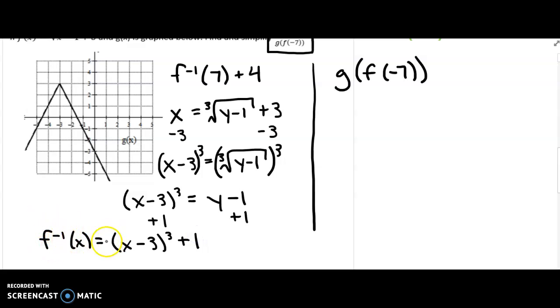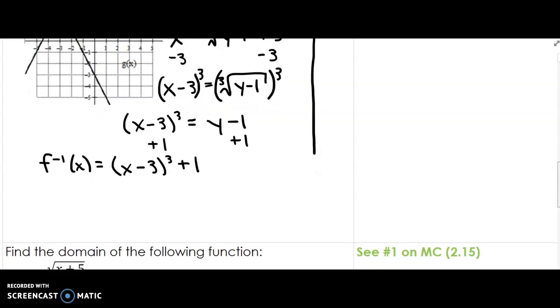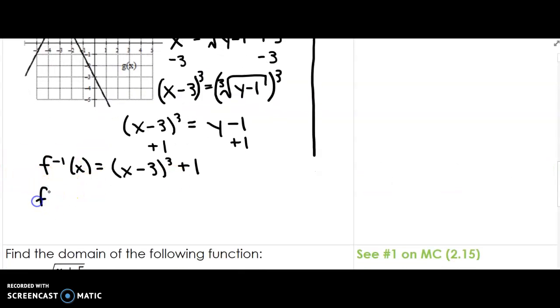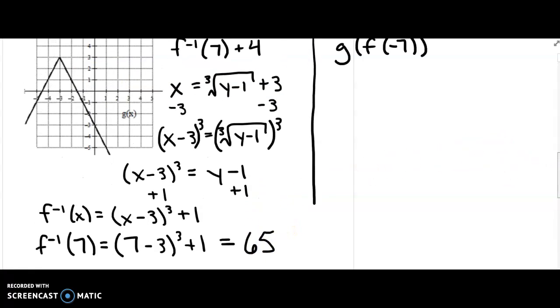You will get points on this problem for having your inverse function. Part of the points come from this specifically. So if you don't have it, you're missing out. And if you don't have it, you're not going to be able to evaluate f inverse of 7, because now that I have it, I can finally plug in 7. So f inverse of 7, I'm just plugging 7 in for x into my inverse equation. (7 minus 3) cubed plus 1. That's going to equal, let's see, 7 minus 3 is 4. 4 cubed is 64. 64 plus 1 is 65. And so f inverse of 7 is 65.